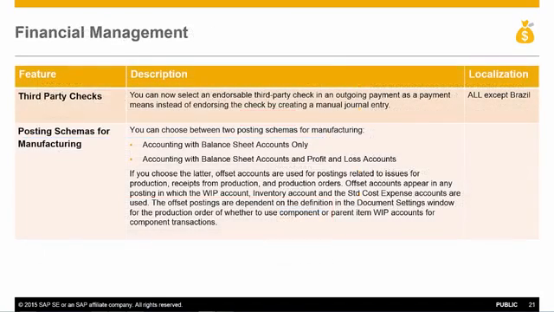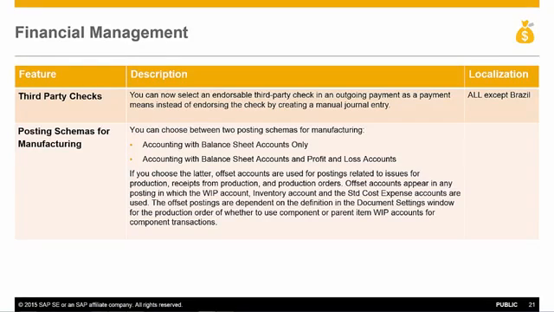Several other topics under financial management include third-party checks. You can now select an endorsable third-party check as an outgoing payment, as a payment means, instead of endorsing the check by creating a manual journal entry.